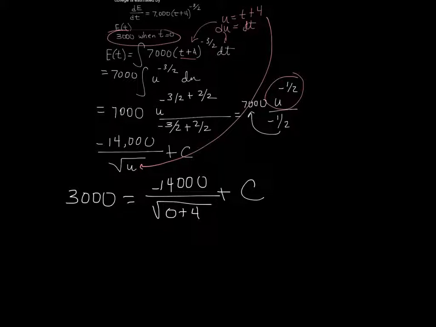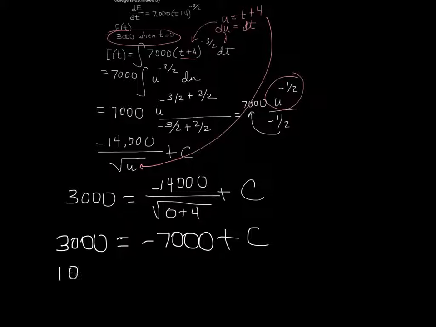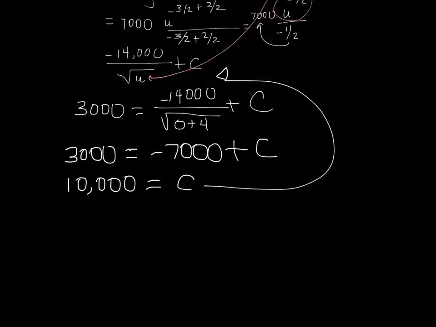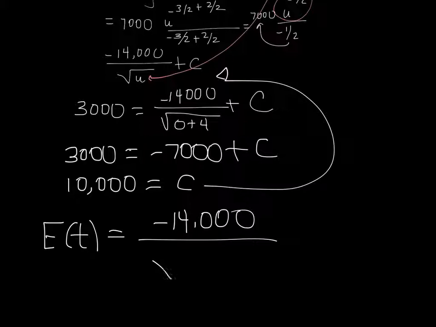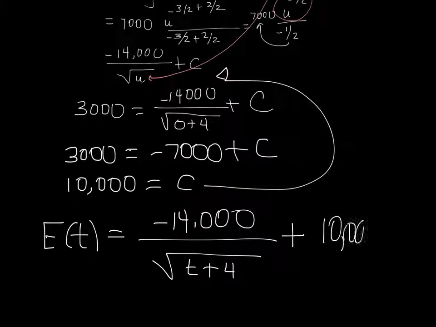So if I solve this, of course the square root of 4 on the bottom is going to be 2. 2 goes into negative 14,000 negative 7,000 times. And adding 7,000 on both sides, I get 10,000, which is my c. So I go back here and I plug in: my E of t then becomes negative 14,000 over the square root of t plus 4, since my u was t plus 4, plus c, which is 10,000.